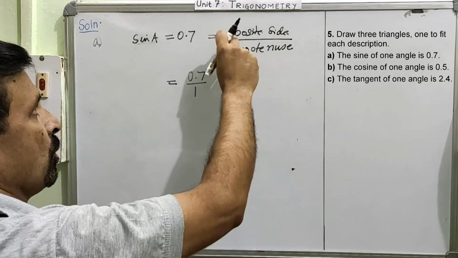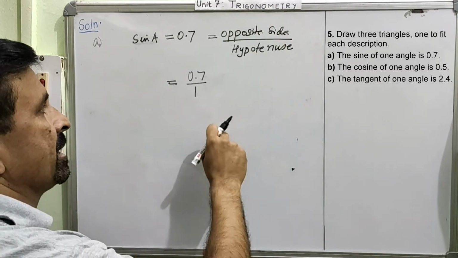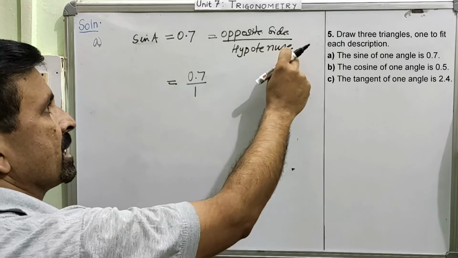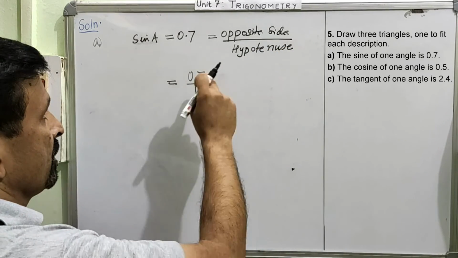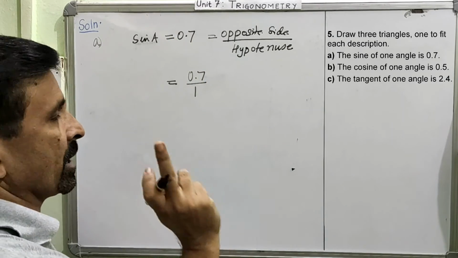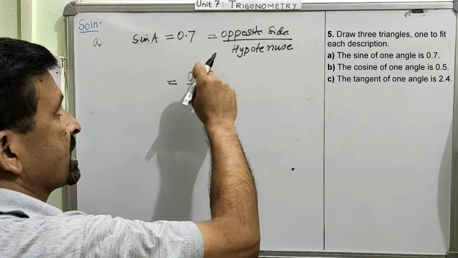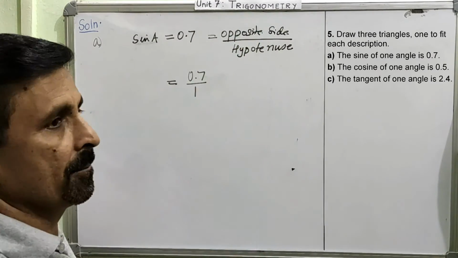According to this ratio, what is in the numerator is 0.7. That means that will become the length of your opposite side. And 1 is in the denominator, so it will become the length of your hypotenuse. Clear? So just by writing this in the fractional form, you got one possibility, one of the triangles whose opposite side can be 0.7 and hypotenuse can be 1.